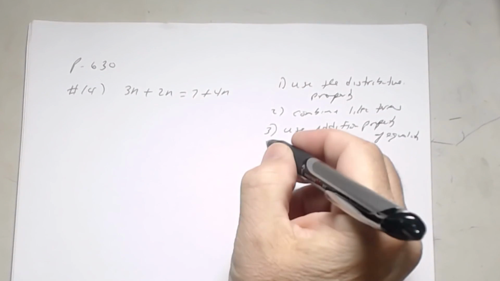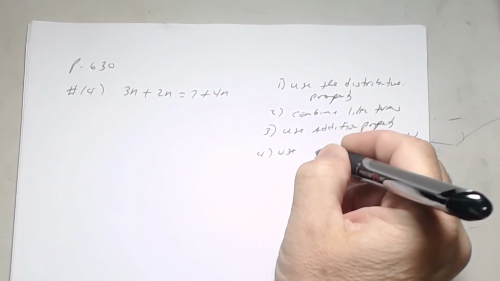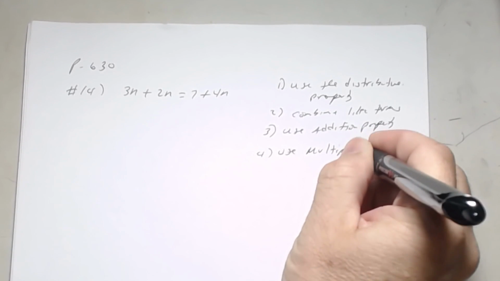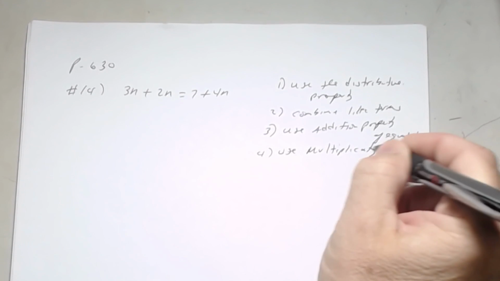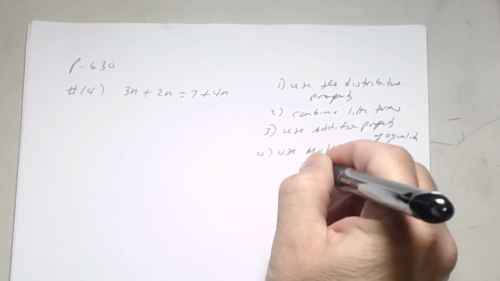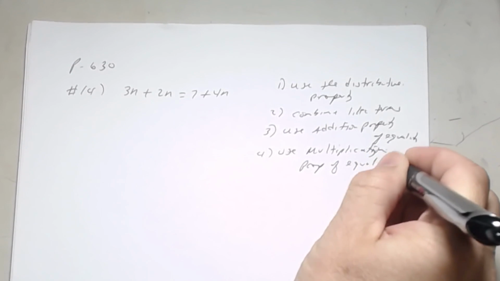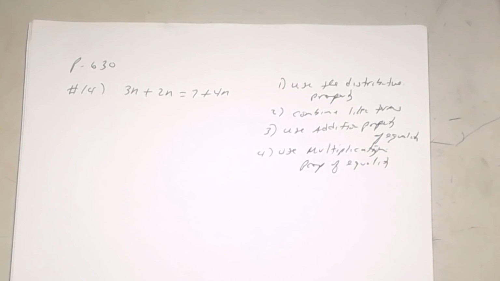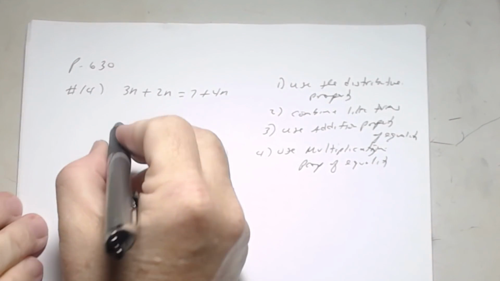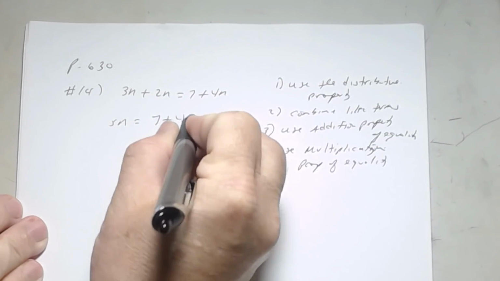And at the end, you're going to use the multiplication property of equality last. And then at that point, you've got the variable by itself. So watch how this applies here. I don't have to do step 1. Why don't I need to do step 1? No parentheses. But can I combine like terms at this point? Yes, on which side? The left. 3n plus 2n is 5n. So I get 5n equals 7 plus 4n. So that was the first step.